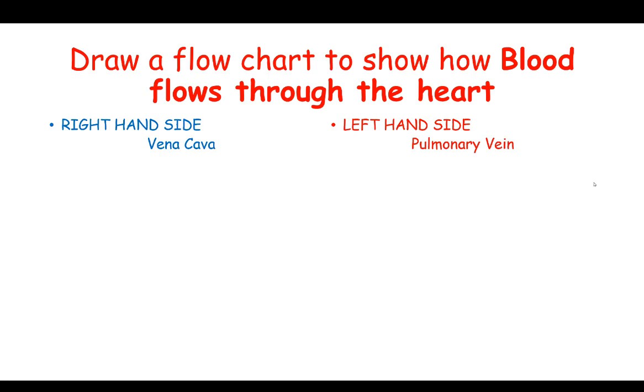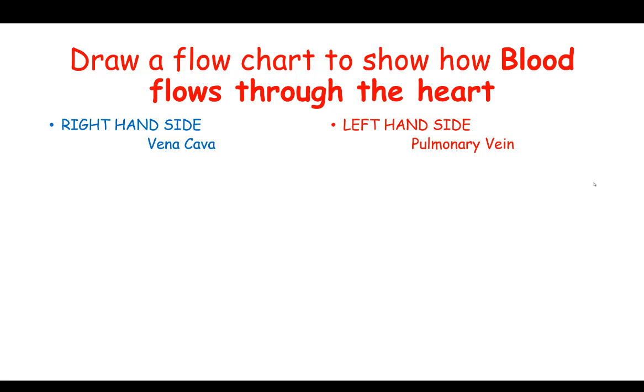Now, again, as I said, it's really important to understand how blood flows through the heart, especially when looking at the cardiac cycle. So what I want you to do is draw a little flow chart to show what structures blood flows through or flows past on its way through the right-hand side or the left-hand side of the heart. So, for example, if we start at the right-hand side, what structures does it flow through?